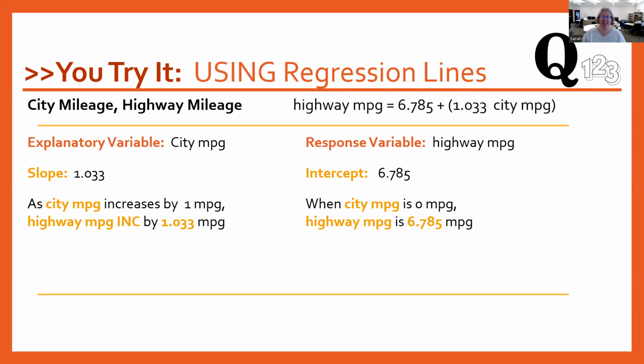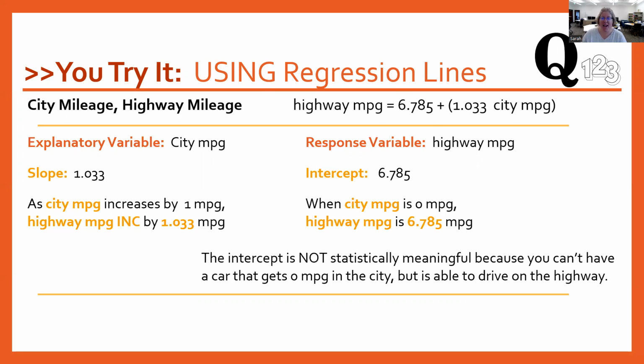So the next question is, does that actually make any sense in the real world? No, it doesn't. The intercept is not statistically meaningful because I don't know of any way that I would have a car that doesn't get any miles per gallon in the city, but magically can drive on the highway. That seems a bit unrealistic. So I would say this one is not statistically meaningful. And then we were asked to make a prediction. If your car gets 16 miles to the gallon in the city, what's your miles per gallon going to be out on the highway? When you plug 16 in for x, you get about 23.3 miles per gallon on your highway driving. All right, so hopefully that went well.